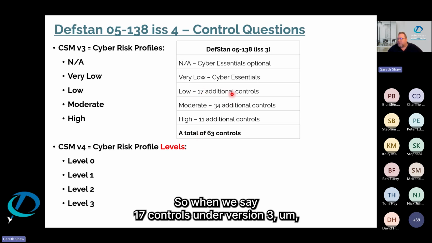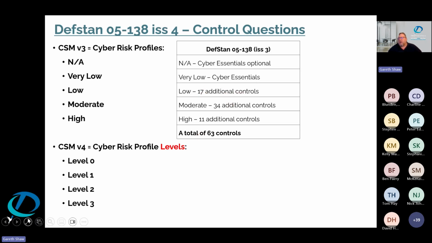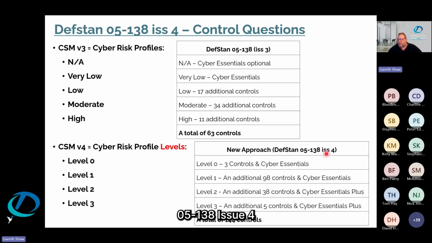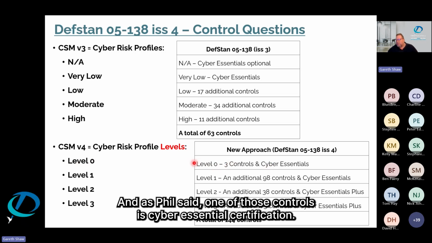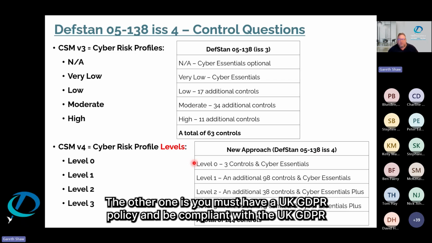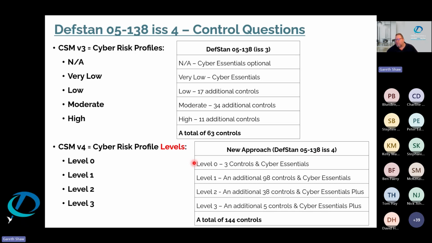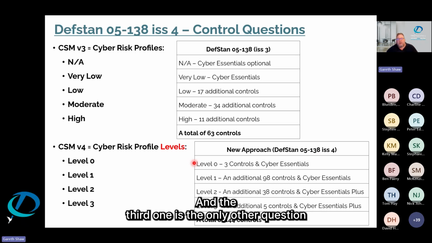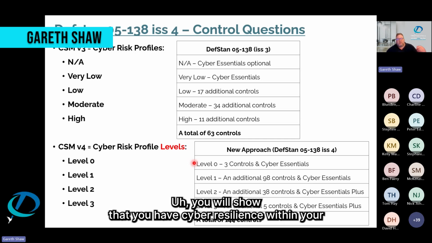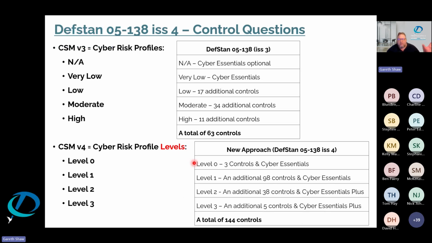So when we say 17 controls under version 3, that was what was required. Now, the one that I've just brought up is issue 4, DEFSTAN 05138 issue 4. And so now when you're assigned your risk level, level 0, you have to achieve 3 controls. And as Phil said, one of those controls is Cyber Essentials certification. The other one is you must have a UK GDPR policy and be compliant with it. And the third one is the only other question that's in that document that I've shown you. You must show that you have cyber resilience within your network, within your information networks. That's all you have to do at level 0.